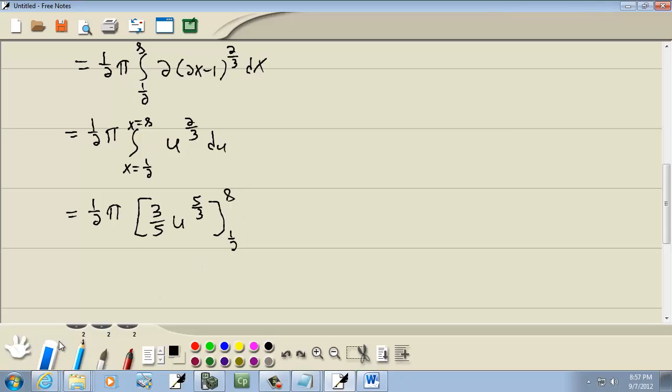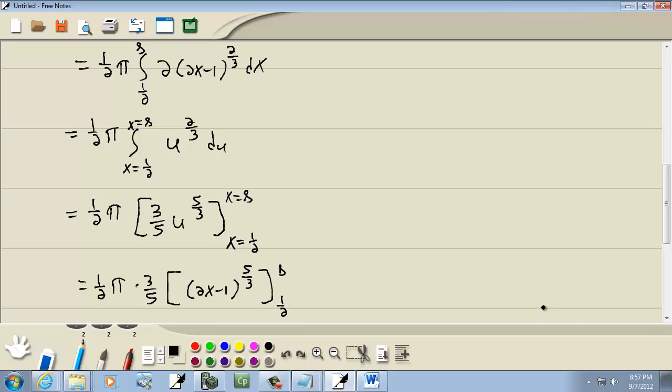Oops. Meant for those still be x values. Now you could do a switch where instead of these being x values, you plug it into your u substitution up above and change these to u values, but that's up to you. Now I'm going to take that 3/5 out in front so I don't have to worry about it. And we got u to the 5/3 left inside, and u we said was 2x minus 1. So let's put that back in. And 5/3. And this is now back to 1/2 and 8.